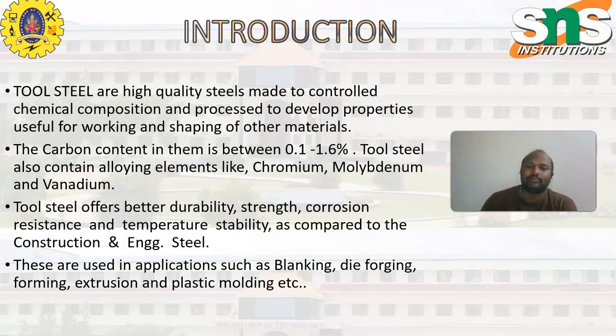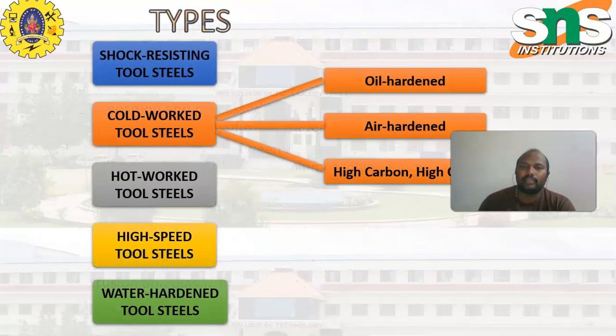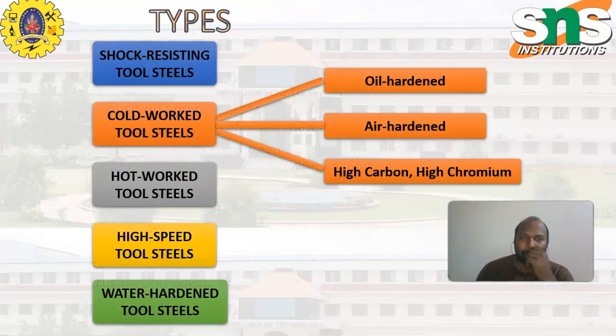So here the tool steel is used for various applications. In particular, I can say it is used for blanking, die forging, forming, extrusion, plastic molding, taper turning, facing, milling, drilling, reaming, shaping, planning, etc., right? So the next one is that this tool steel is majorly classified into 5 types, and it is subclassified as well. So the first one is shock resistance tool steel.